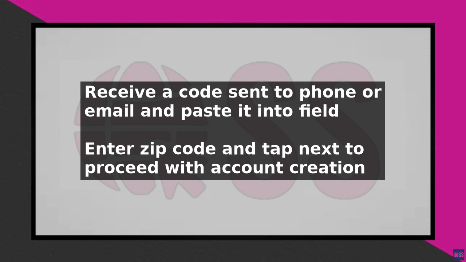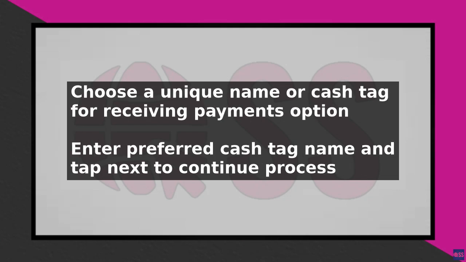Next, you'll be asked to enter your zip code. So go ahead and add the correct one. Then tap Next. You'll then have the option to choose a unique name, known as a cash tag, which will be used for receiving payments. Enter your preferred cash tag name and tap Next again.